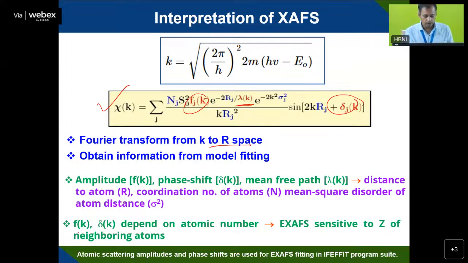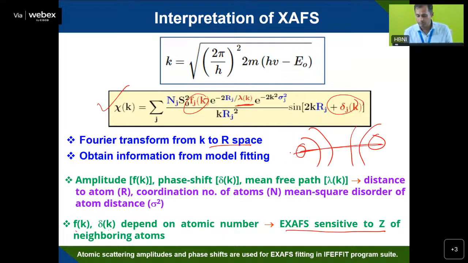Here the amplitude and phase shift depend on the atomic number. So a high Z material is different from a low Z material. It is exactly sensitive to the Z of the neighboring atom. Like one atom's wave vector is going like this, and another atom's wave vector is coming here. So it depends upon the Z value of both this atom and that atom. So mainly it is sensitive to the neighboring atoms, and you are able to get more information after this analysis.